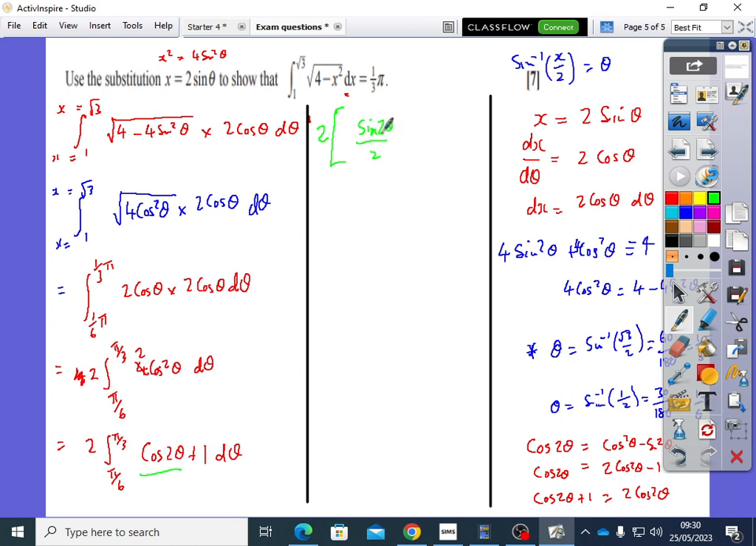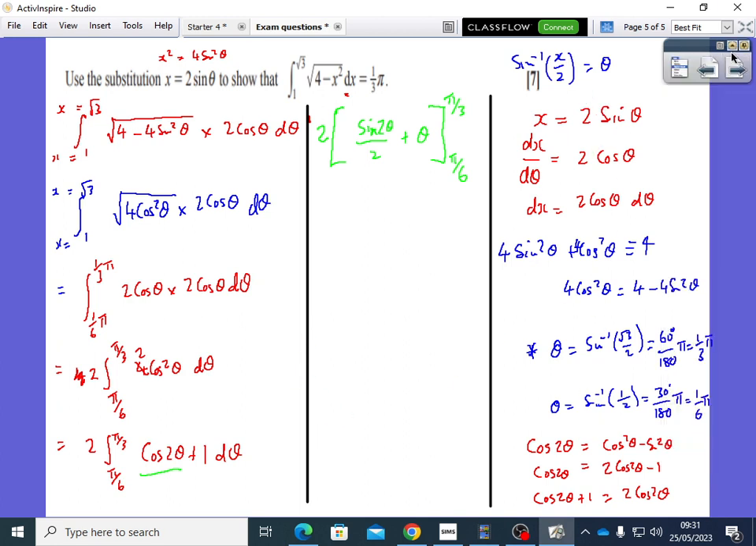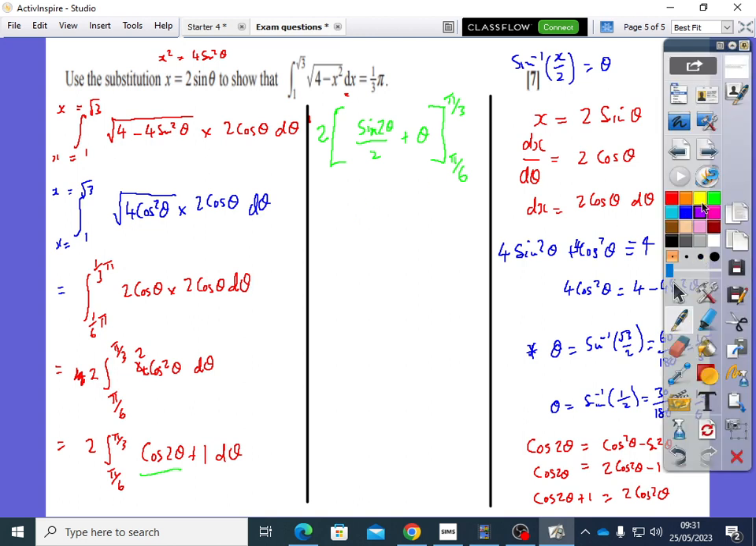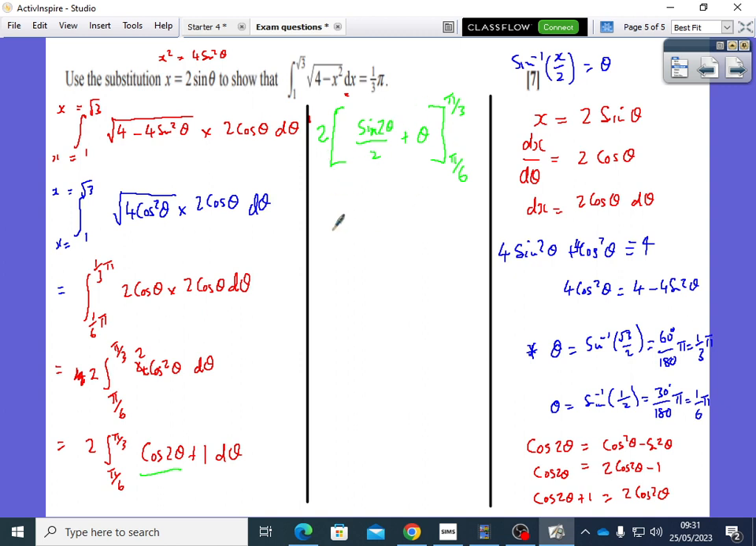So if I differentiate sine 2 theta, I'll get cos 2 theta, then times it by 2, the 2's will cancel, and that gives cos 2 theta. So I'm happy with that. The next one is plus 1, that's just straightforward theta, and we're done. And then we just put the limits pi over 3 and pi over 6. Now you have to show all these steps. It's best to write these down when you're showing all these steps. Right, so put the 2 outside and let's sub in some values. Put the upper limit in first.